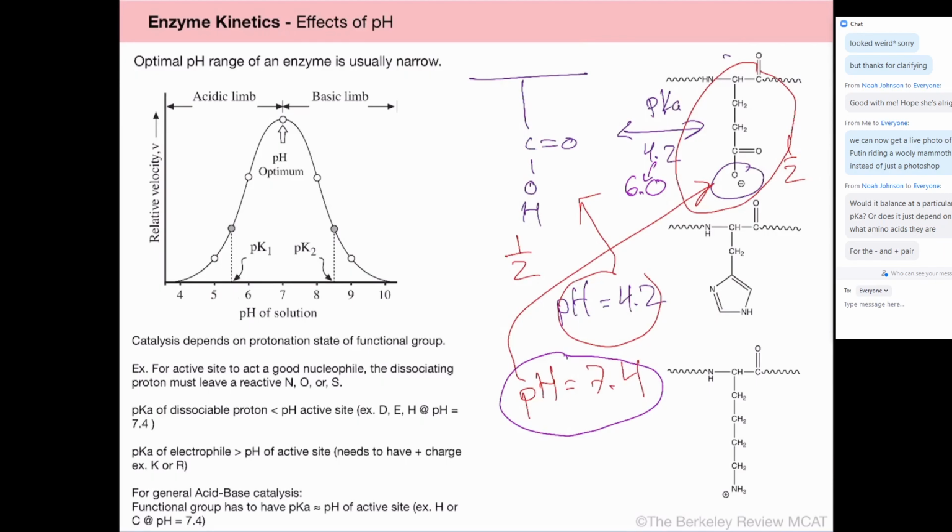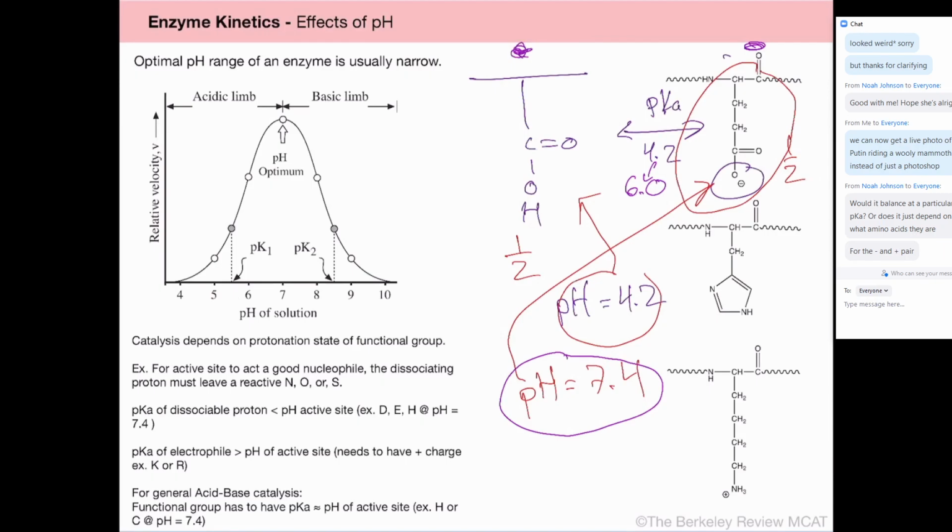Are there going to be more or less protonated species? I see. It's still deprotonated, but not to a significant degree. The population of each of these two species changes based on the pKa, right? At that pKa. Yeah, really good question.